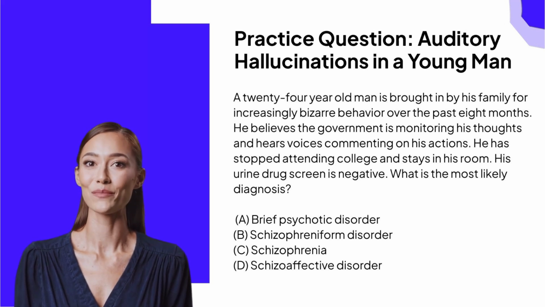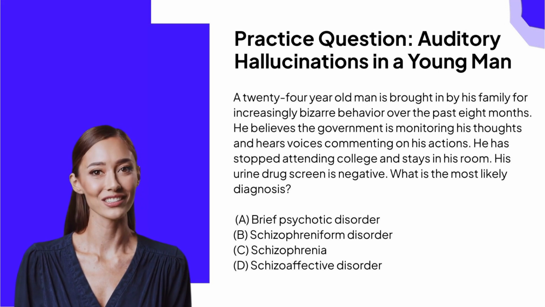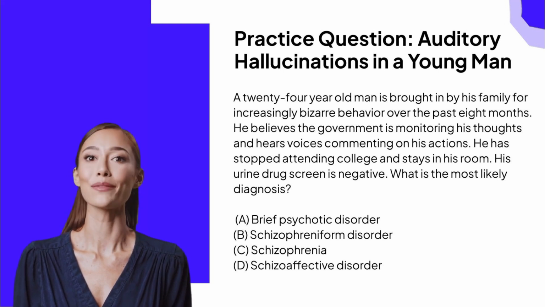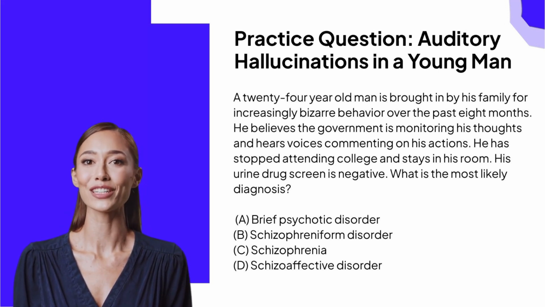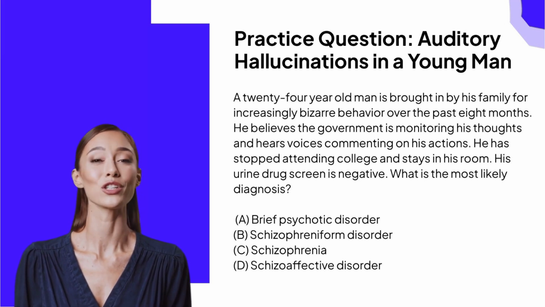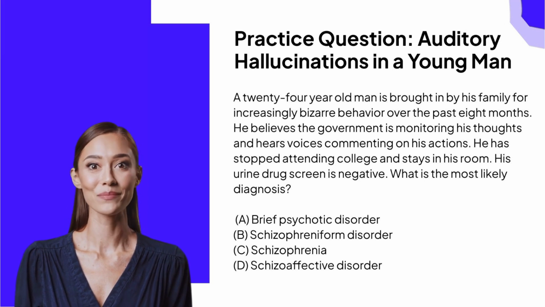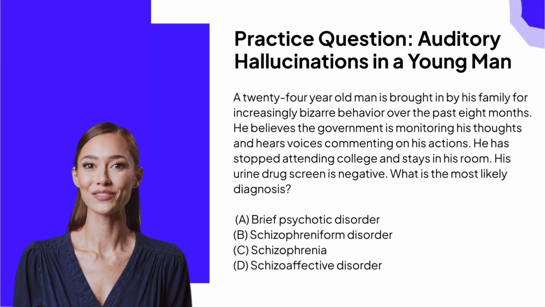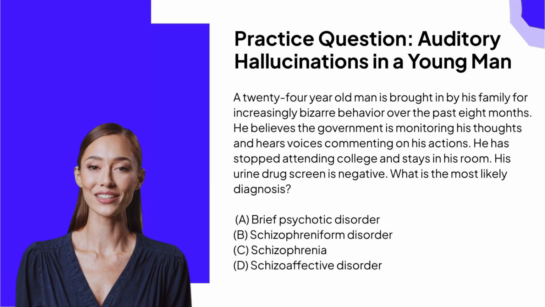A 24-year-old man is brought in by his family for increasingly bizarre behavior over the past 8 months. He believes the government is monitoring his thoughts and hears voices commenting on his actions. He has stopped attending college and stays in his room. His urine drug screen is negative. What is the most likely diagnosis? Take a moment and think about which answer you would choose.